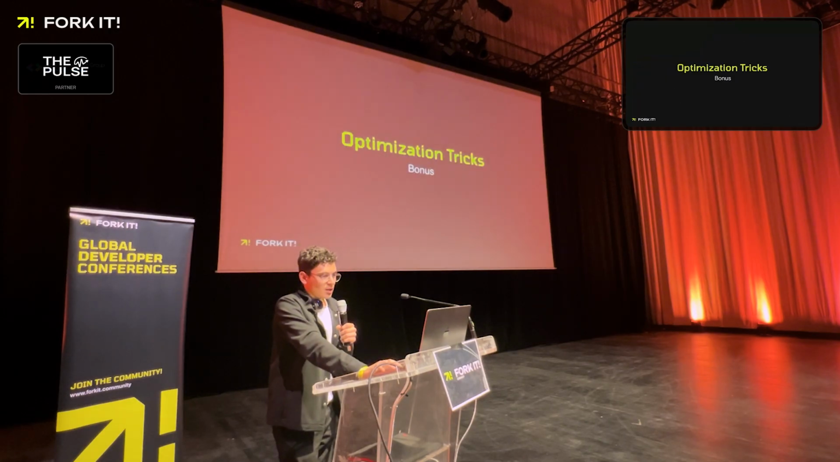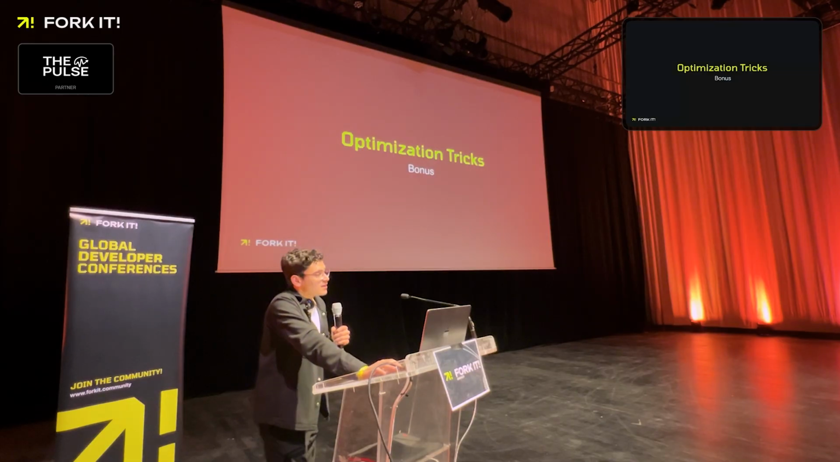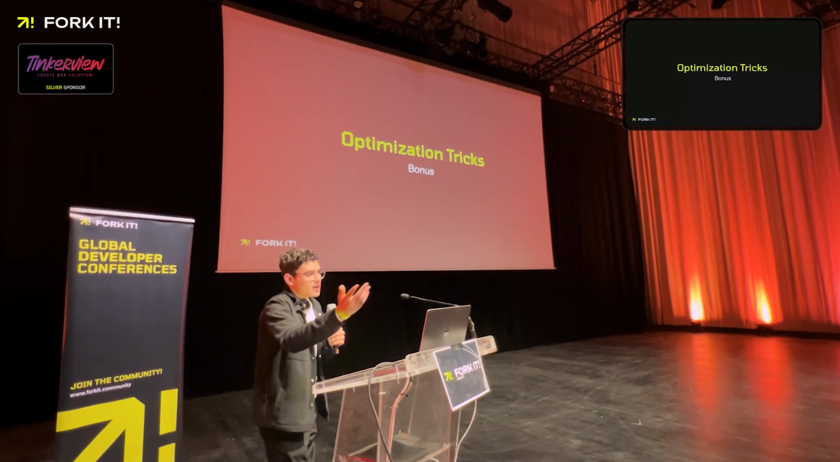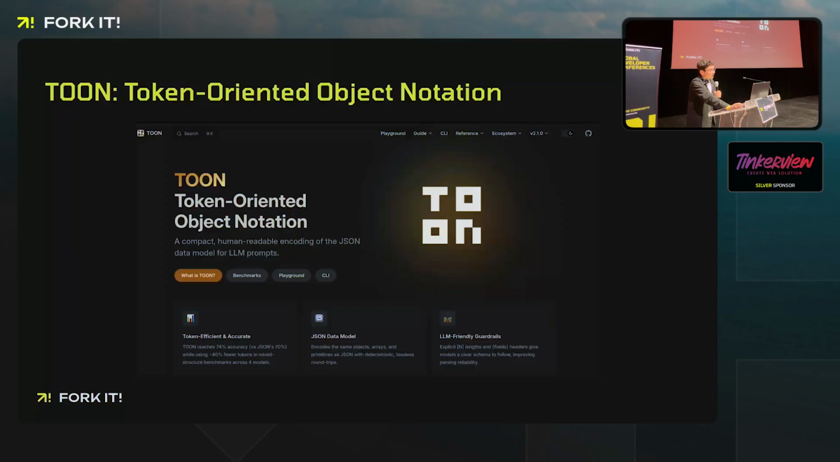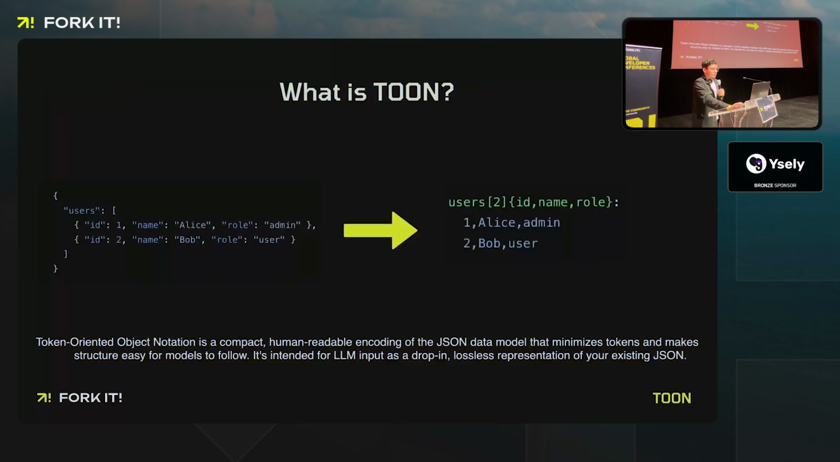And I have a bonus, which is optimization tricks. Since the providers charge us per token, the bigger your prompt and your input and output, the more you're going to pay. That's why I'm going to mention TOON, which stands for Token-Oriented Object Notation. It's simply a tool that converts, for example, this JSON format that most of you know, to this compact type, so it uses fewer tokens.